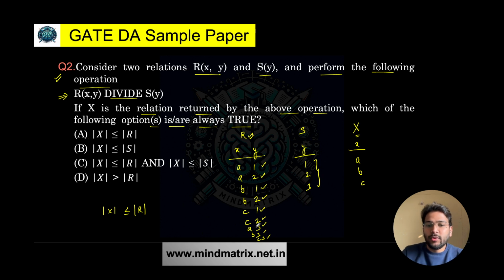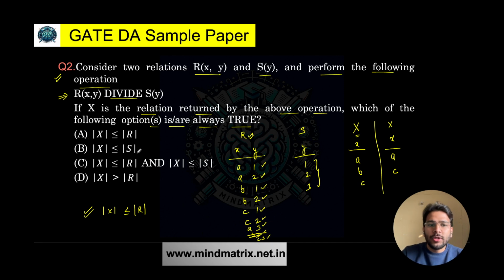Now let's consider one more example, or 2 more examples. Let's say I don't have this B3. Consider this. In that case, what will be my result? I will have 1, 2, 3 for A and for C, but not for B. For B we have 1, for B we have 2, but we don't have 3 for B. So in the result, I will be getting A and C only. So after taking these 2 examples, we can clearly say that yes, the cardinality of X will always be less than or equal to the cardinality of R.